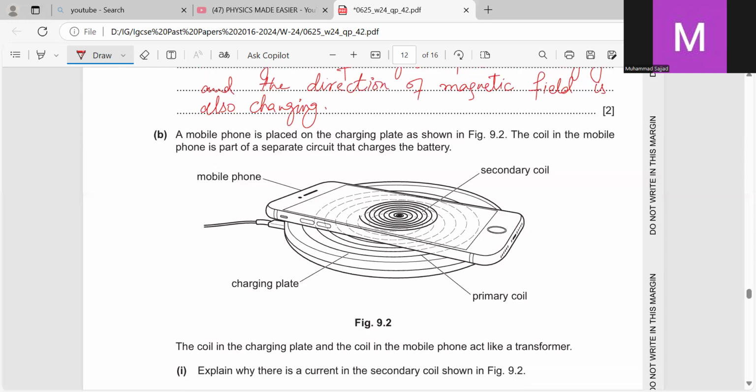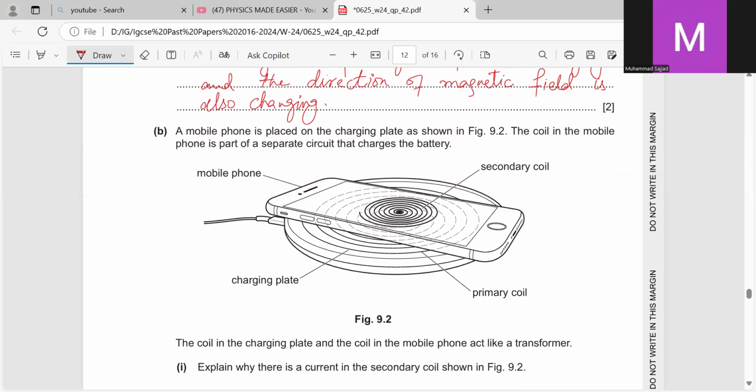Now this is something which we are nowadays finding as a facility in some all over the world famous food chains, and even in some shopping malls this facility is available nowadays, that you can put your mobile on some particular place and the battery of the mobile is starting to charge.